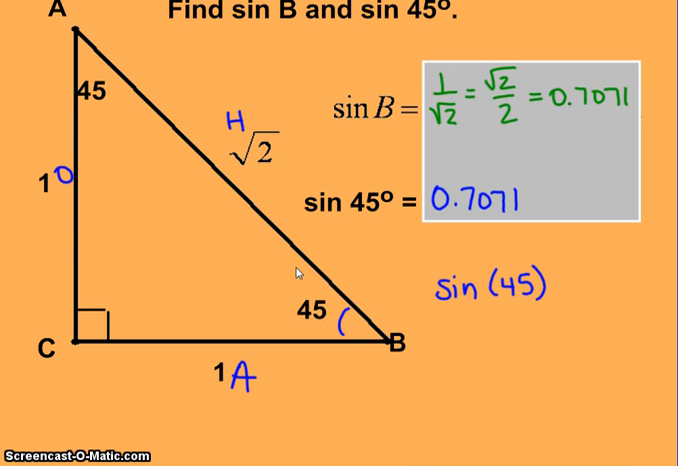So it's very important that you know how to label opposite, adjacent, hypotenuse. It's very important to know that sine is opposite over hypotenuse, that tangent is opposite over adjacent, and cosine is adjacent over hypotenuse. You may begin wanting to make flashcards and start remembering those.